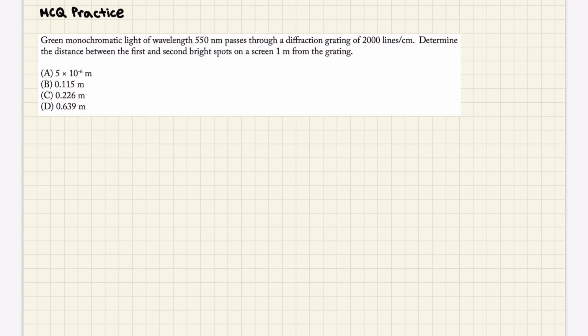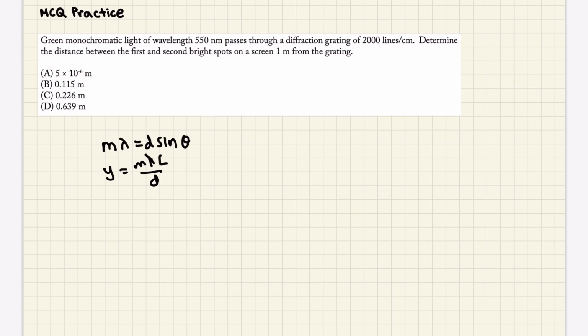Okay, what equation do we know about this? Well, first we know that m lambda is equal to d sine theta. And so what we want is the angle, and then using the angle we can do some trig and find y. Or we can use the equation y is equal to m lambda L over d. So m, it says the first and second bright spots, and so m is going to be equal to 1.